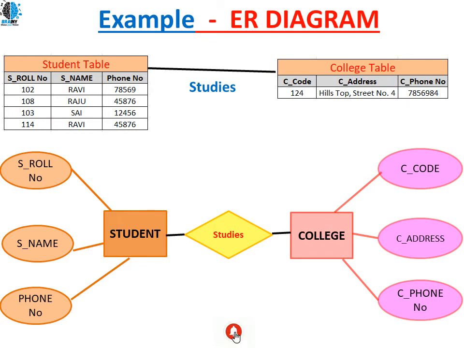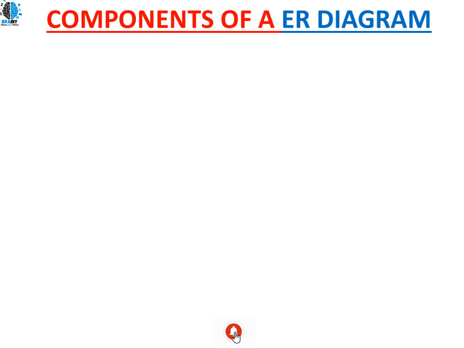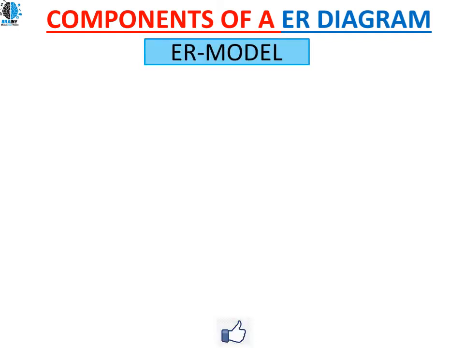So this is a basic example of our ER diagram. Let's see the components of the ER model. So what are the different components? In the ER model, we have seen entity, attributes, and relations. These three are our major components of the ER model.